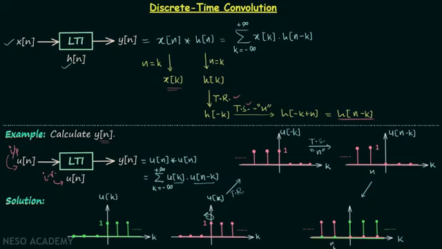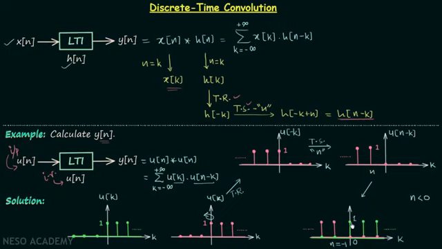Now let's say n is equal to minus 1. This means n is less than 0. When n is less than 0, for example minus 1, you can see that the result of multiplication is equal to 0 for all values of k. For example, when k is equal to 0, you can see that the green plot has the value equal to 1.